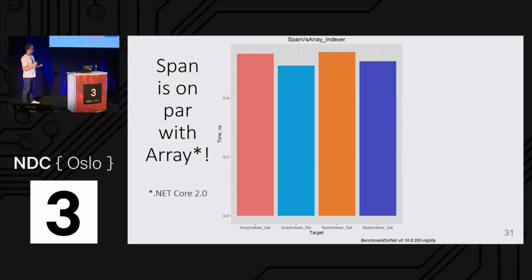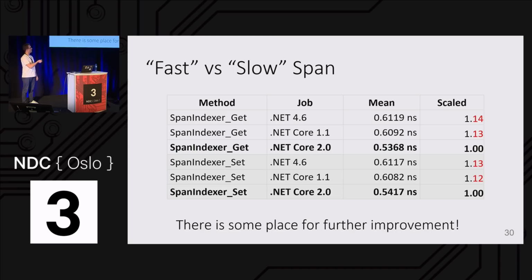Another assumption and goal for span was that it's going to be equal in terms of performance with the array. And I have measured it. The red bar is array indexer getter. The orange bar is span indexer getter. So as you can see, they are on par. So this is important, but valid only for .NET Core 2.0, which has the native support for span. For the old runtimes, we would see these numbers again.